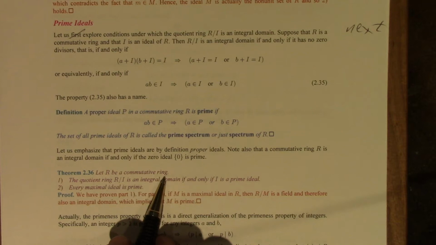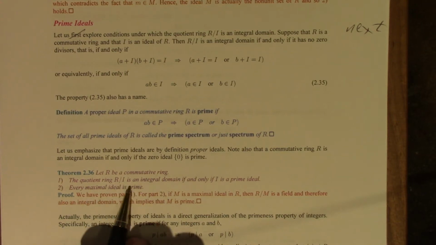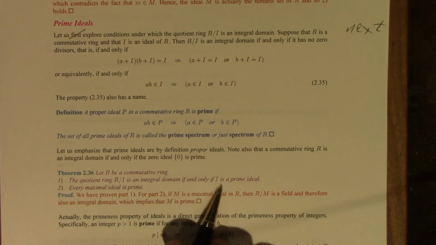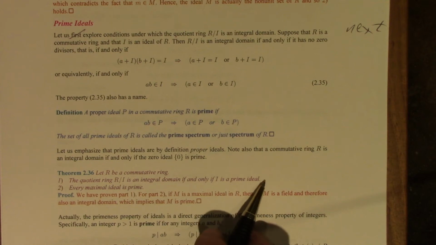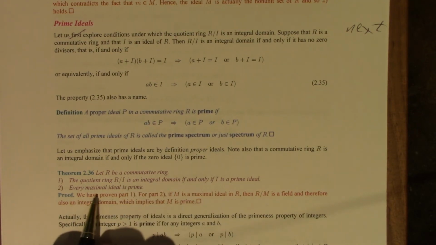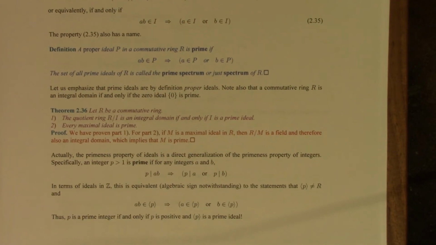Theorem: let R be a commutative ring. One, the quotient ring R mod I is an integral domain if and only if I is a prime ideal. Two, every maximal ideal is prime. We've already taken care of part 1. Part 2 has a very simple and elegant proof. If M is a maximal ideal in R, then R mod M is a field, and therefore also an integral domain, and so M is prime.